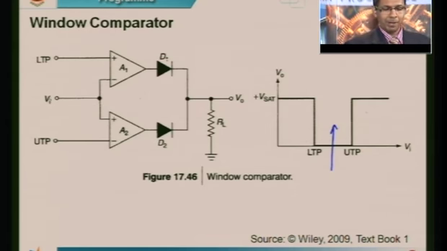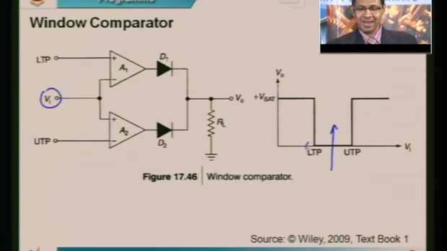In the upper comparator, my Vi is greater than the lower threshold point. So the input at the inverting pin is greater than the input at the non-inverting pin. Therefore the upper comparator is at minus Vsat and hence diode D1 does not conduct.